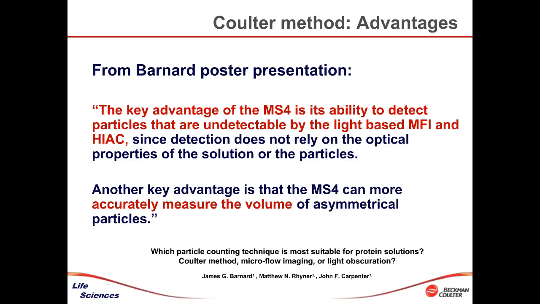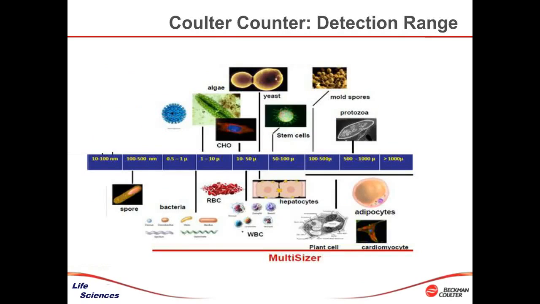So the Coulter method, and this is a comment from one of the posters in a protein congress: The key advantage of the MS4, which is the Coulter counter design model, is its ability to detect particles that are undetectable by light-based MFI, which is an imaging technique, and HIAC, since detection does not rely on the optical properties of the solution or the particles. Another key advantage is that the MS4 can more accurately measure the volume of asymmetrical particles. And that can be useful information. The volume can be very helpful. You could look at the differences between a long, elongated object or oval object versus something spherical versus something that is totally irregular. So it has some more information to give you about objects in a fluid.